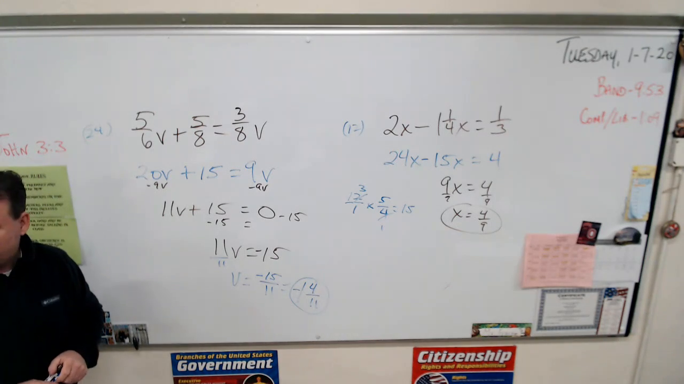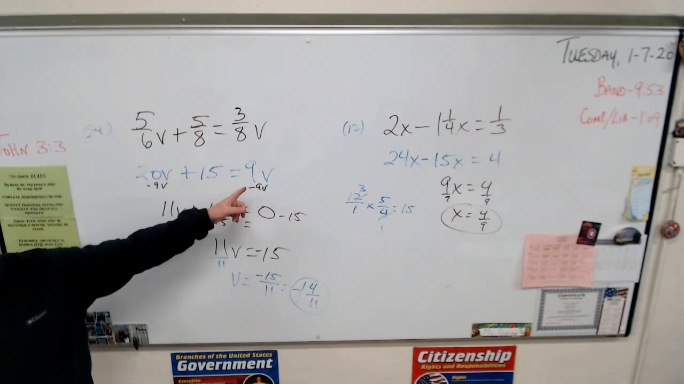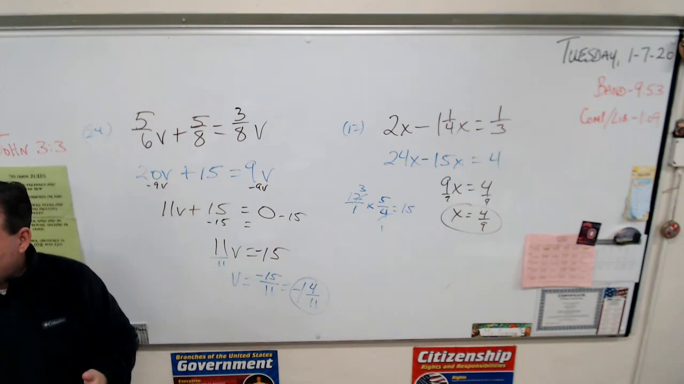David, if it was negative 9B, would you add? If this was a negative 9B out here, how would I get rid of negative 9B? I'd add 9B.